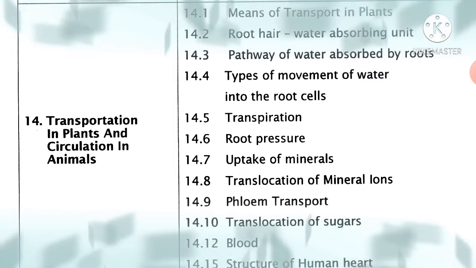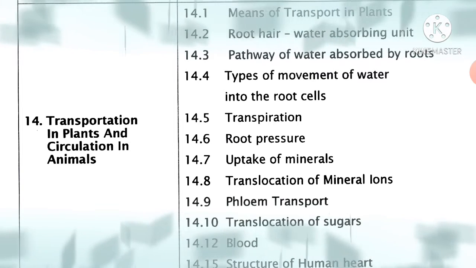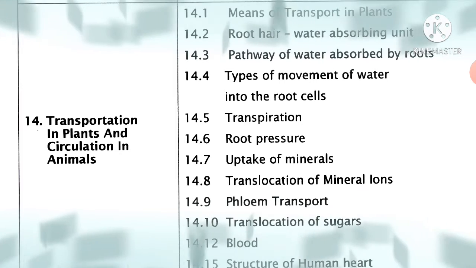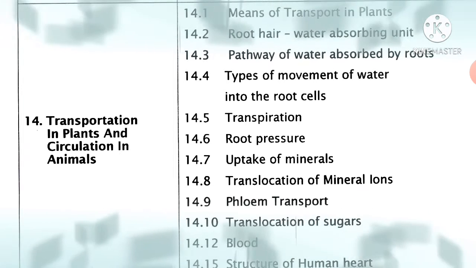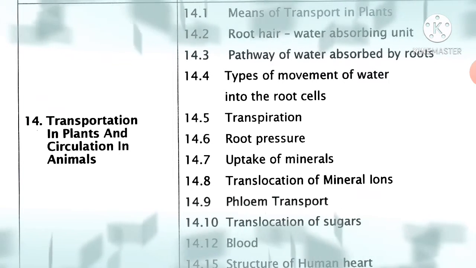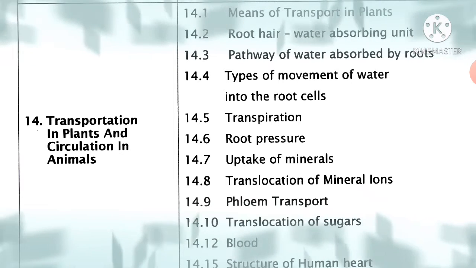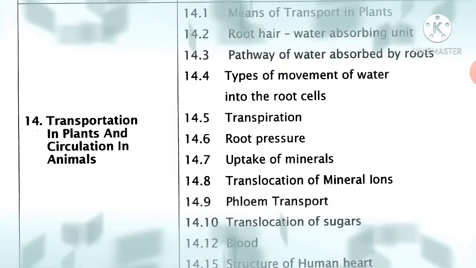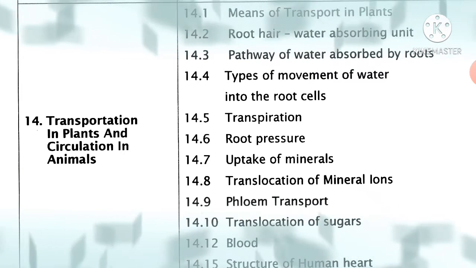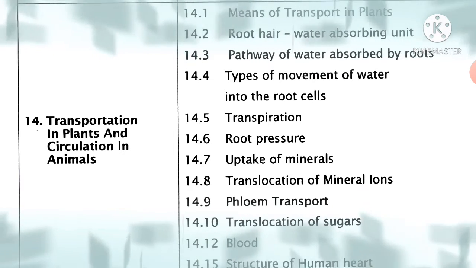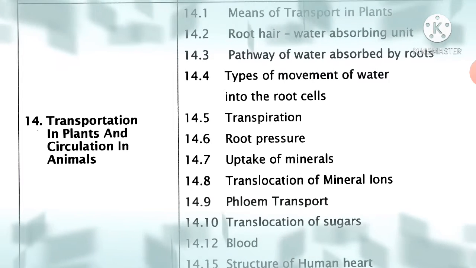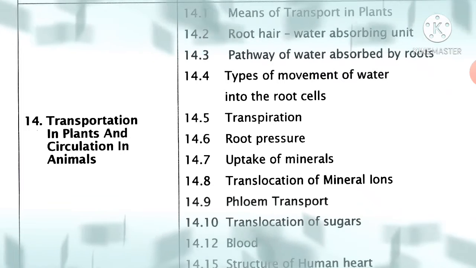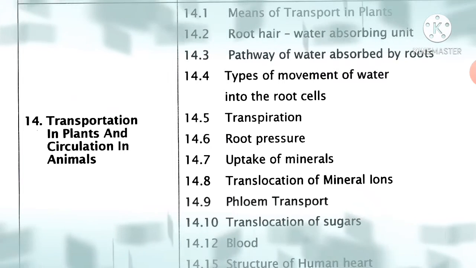14.1 Means of transport in plants. 14.2 Root hair, water absorbing unit. 14.3 Pathway of water absorbed by roots. 14.4 Types of movement of water into the root cells. 14.5 Transpiration. 14.6 Root pressure. 14.7 Uptake of minerals. 14.8 Translocation of mineral ions. 14.9 Phloem transport. 14.10 Translocation of sugars.